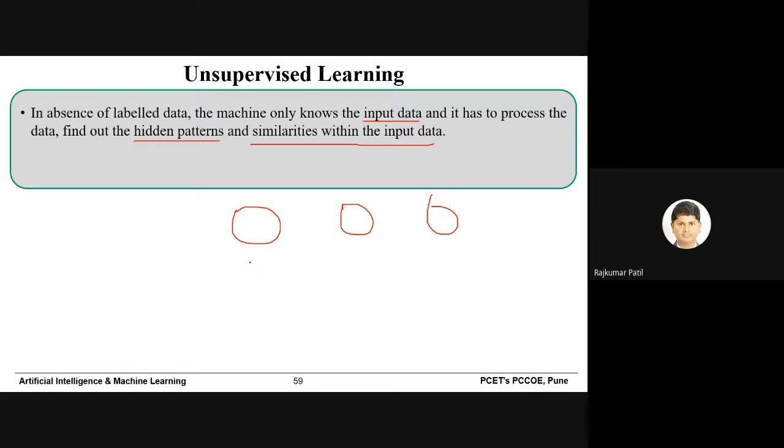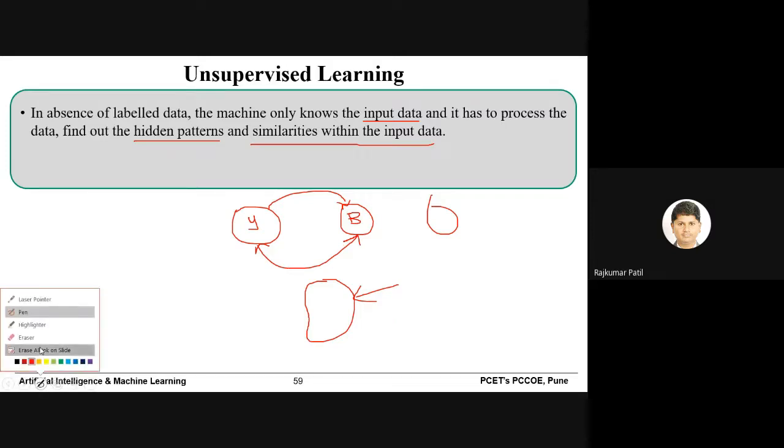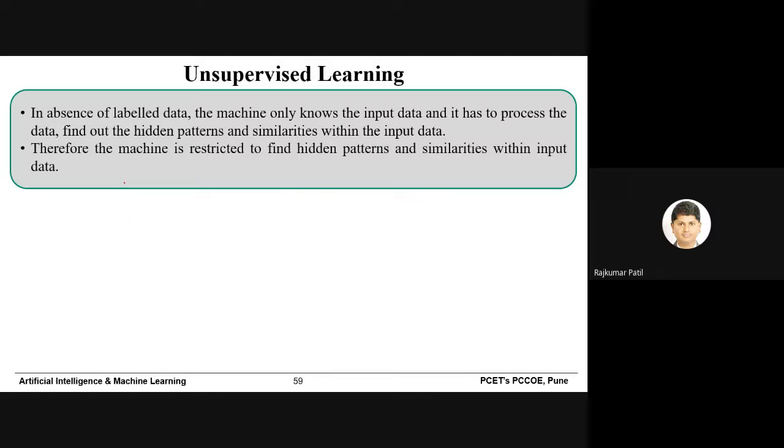So the first pattern could be the color, yellow color grape and black color grape. Based on color, it can classify that there are two types of grapes. So the pattern is color. Again, similarity could be the criteria. Suppose along with the two grapes, one mango is placed. Then the shape of the grape and the shape of the mango are totally different. So shape is one of the patterns based on which the input data can be classified. So the ultimate aim of unsupervised learning is to find out the hidden patterns and similarities within the input data, and based on that, it should classify the things.